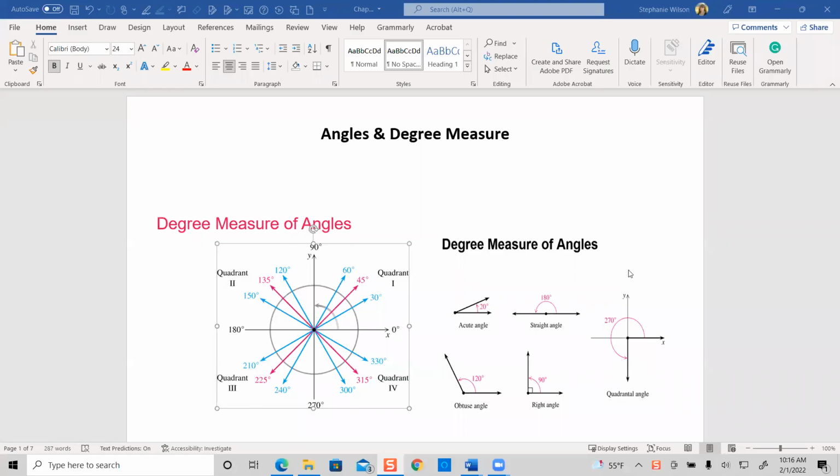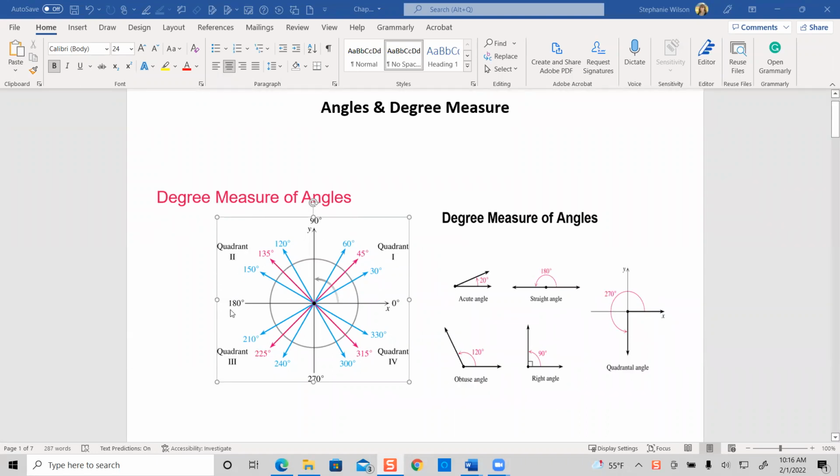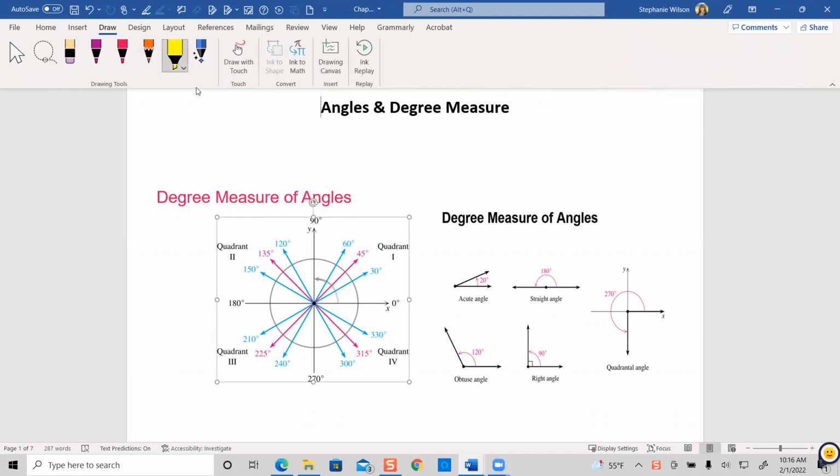Angles in degree measures. Whenever we talk about angles in degree measures, we're going to talk about the unit circle. You can put the unit circle on top of Cartesian coordinates and determine the quadrants. There's quadrant 1. We start with degree 0, and we go around 30 degrees, 45, 60, 90 degrees, and that's the y-axis. Then we keep going 120, 135, 150, 180.